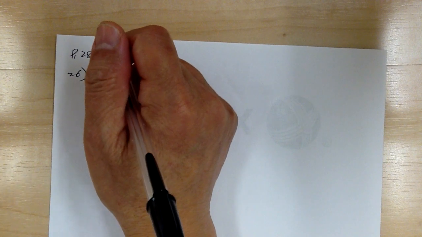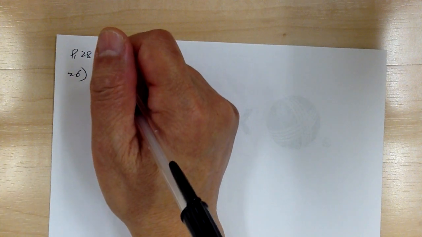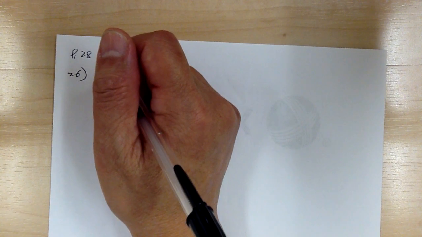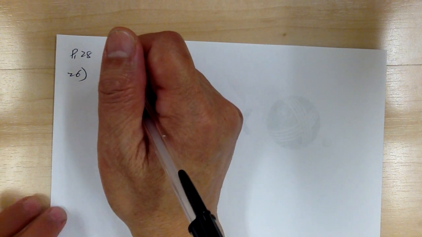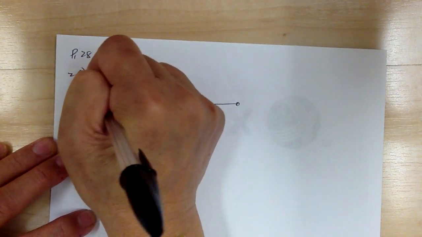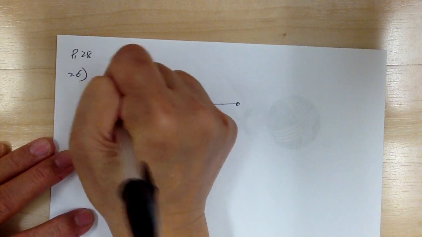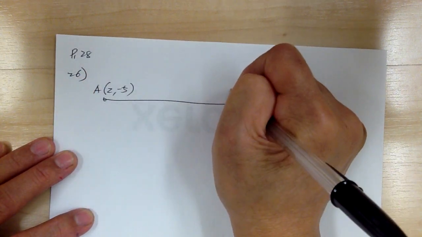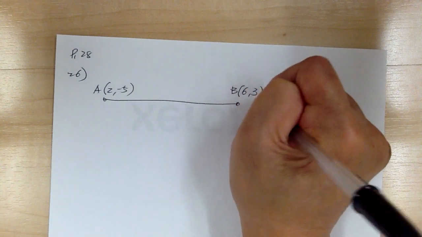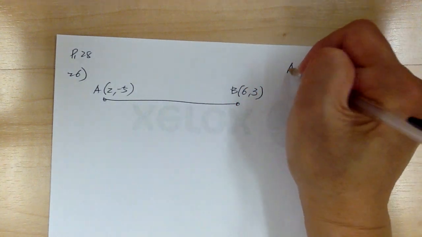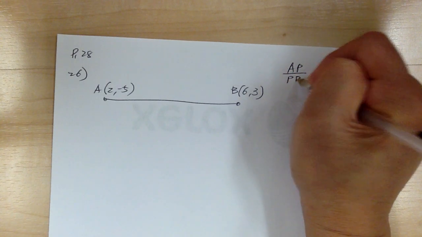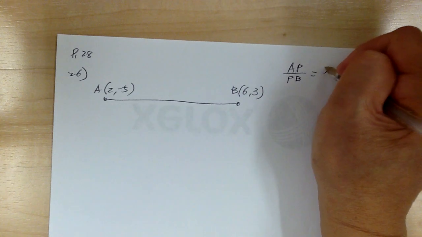It says find the coordinate of P if it divides segment AB so that AP over PB is equal to 3 over 4. Okay, so point A is (2, -5) and B is (6, 3), and it says that AP over PB is equal to 3 over 4.